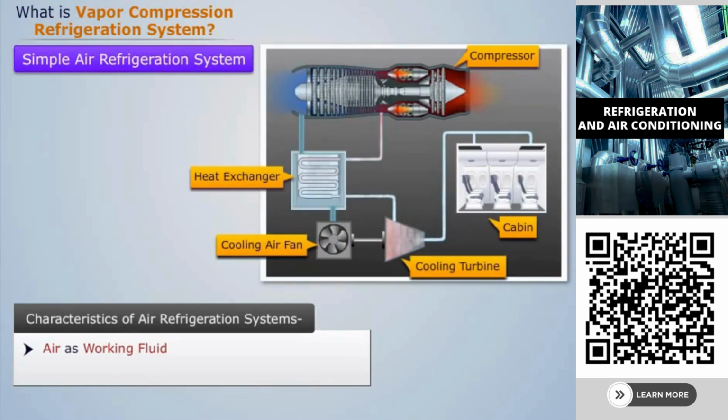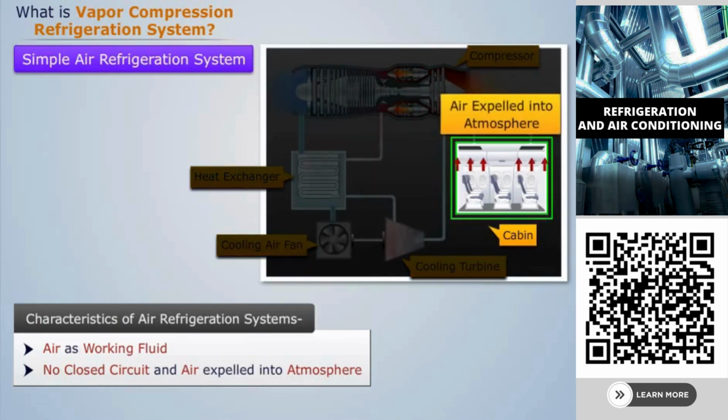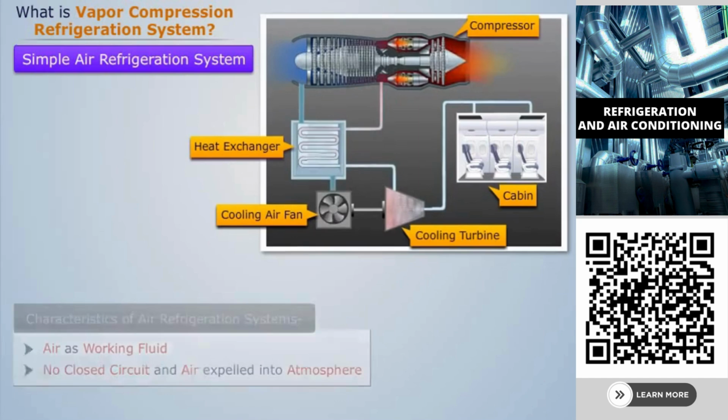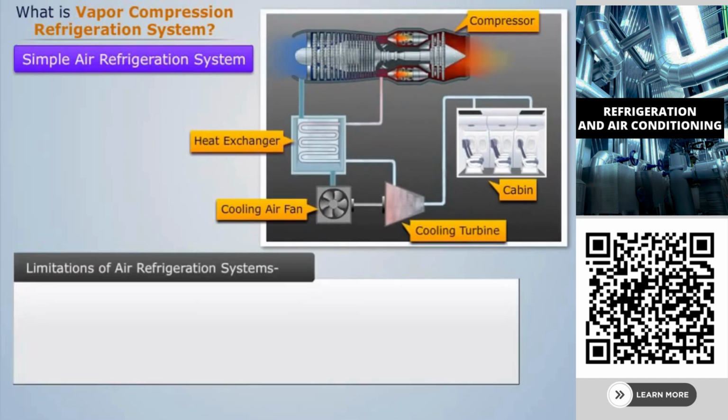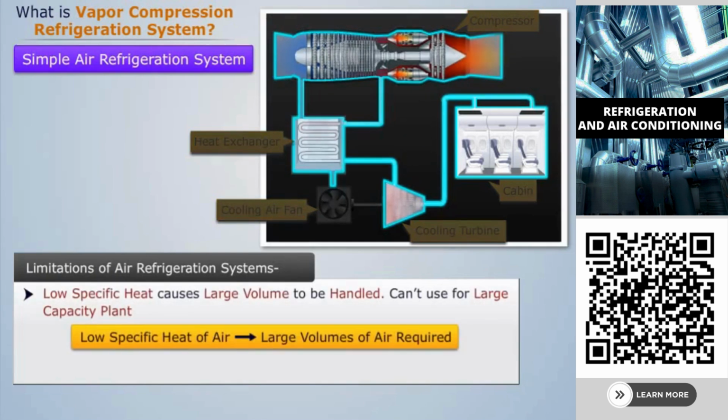Due to its abundance, none of these refrigeration systems had a closed circuit, and the air after using was expelled into the atmosphere. Due to these characteristics, these refrigeration systems posed certain limitations, prime among which are: due to air's low specific heat, large volumes of air is required to provide the refrigerating effect. Hence, it cannot be used for large capacity plants.